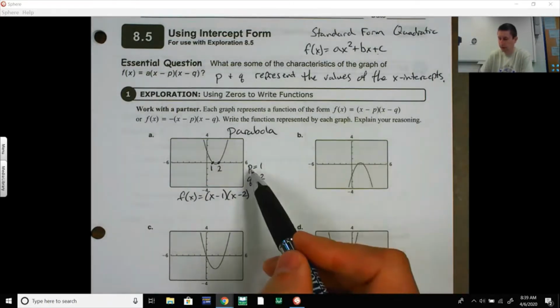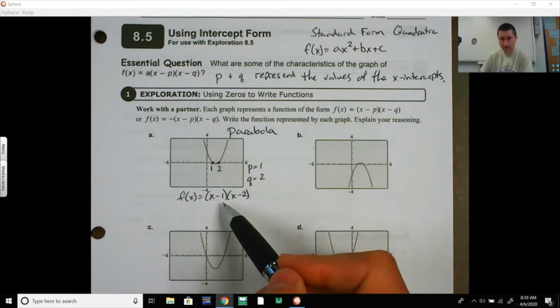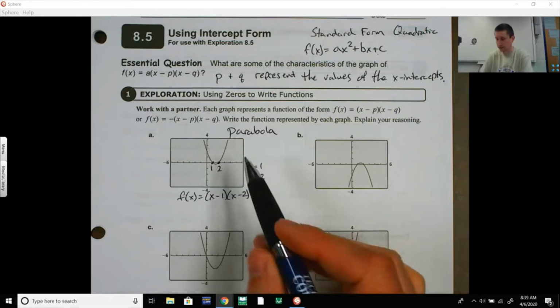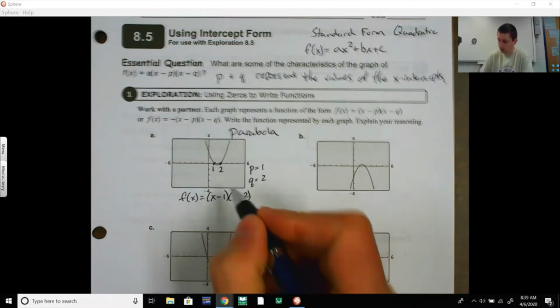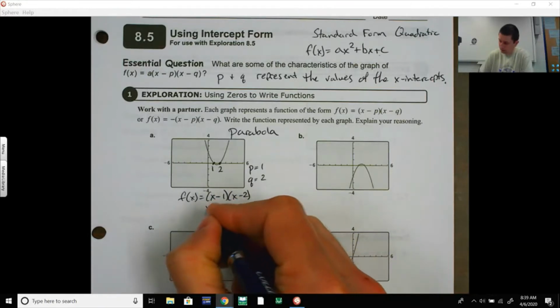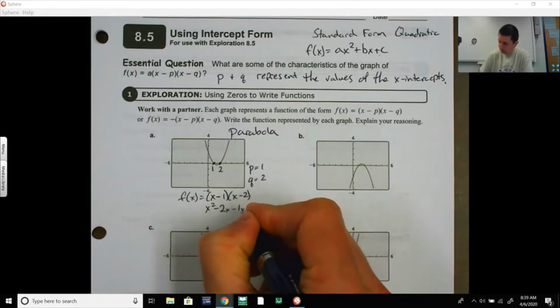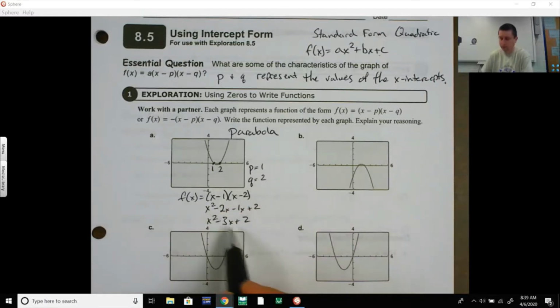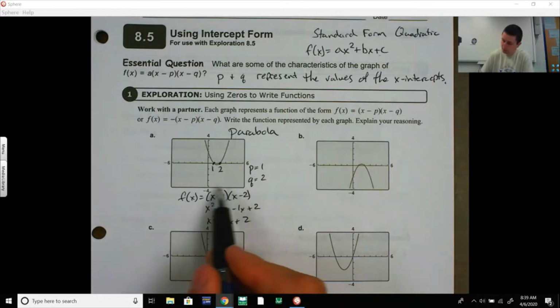So if p is positive, it's going to be x minus. If p would be negative, it would be minus a negative, which makes it a plus sign in there. And if you FOIL this out, you're going to get the standard form for that. So you take x squared minus 2x minus 1x plus 2, so you get x squared minus 3x plus 2. And we'll review this later on. So we have a standard form for a quadratic equation, and we have the intercept form, because that tells you the x-intercepts right away.